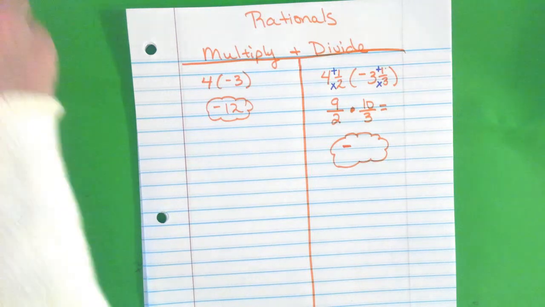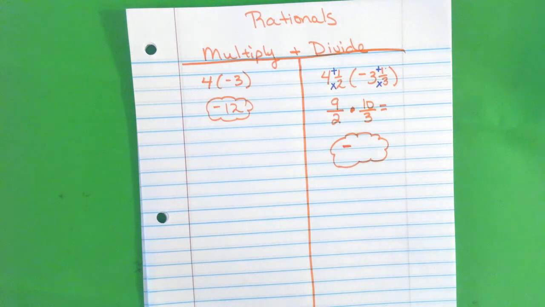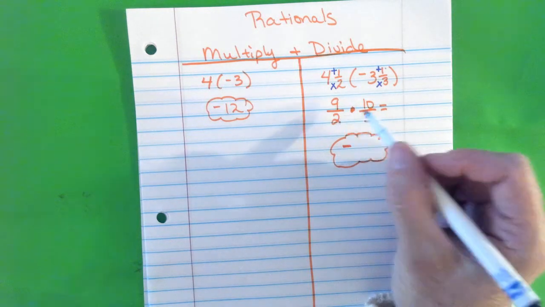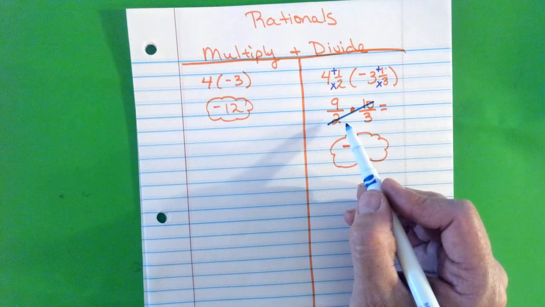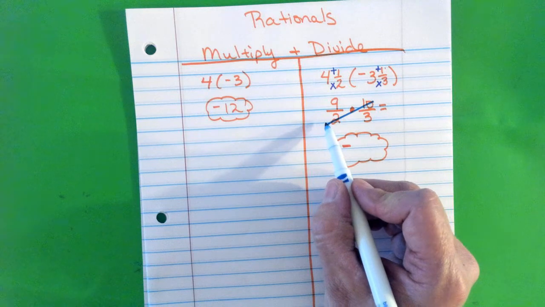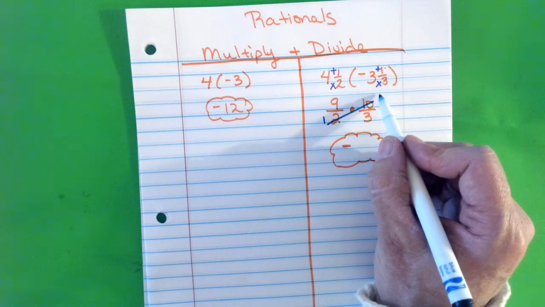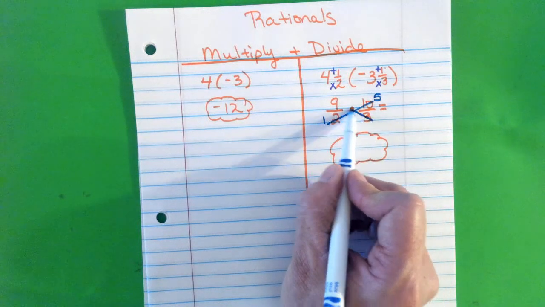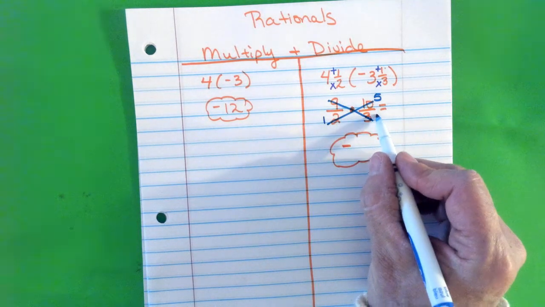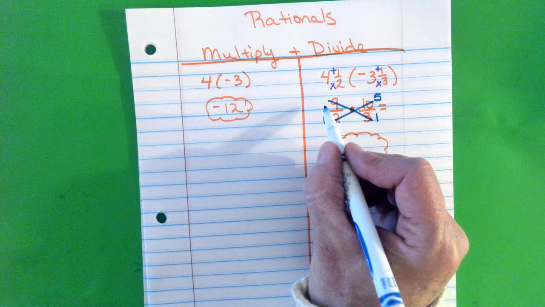Or can I cross reduce? Yes. 9 and 3 and 10 and 2. Well, let's do the 10 and 2 first. 10 and 2 can both be divided by 2. 2 divided by 2 is 1. 10 divided by 2 is 5. 3 and 9 can both be divided by 3. 3 divided by 3 is 1. What's 9 divided by 3?